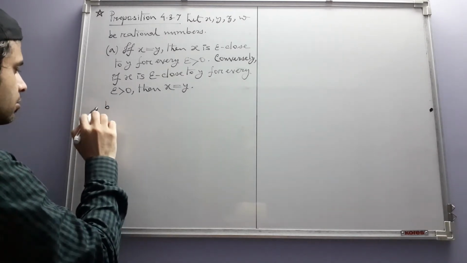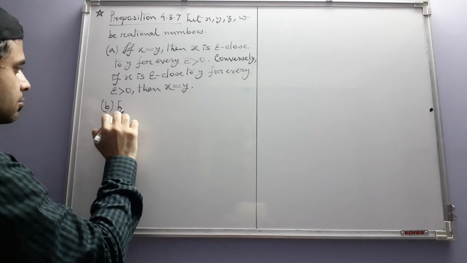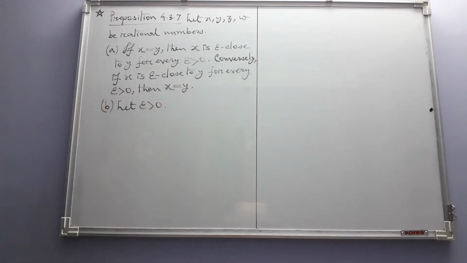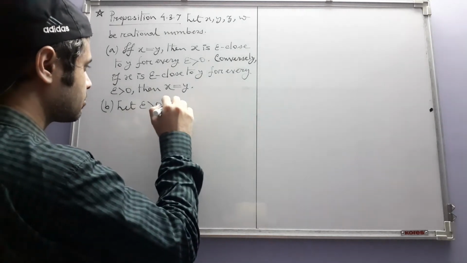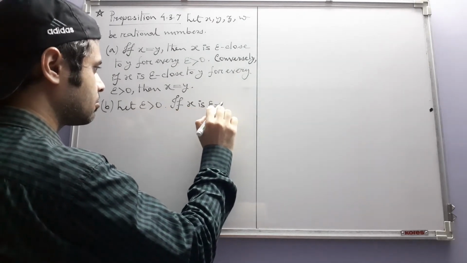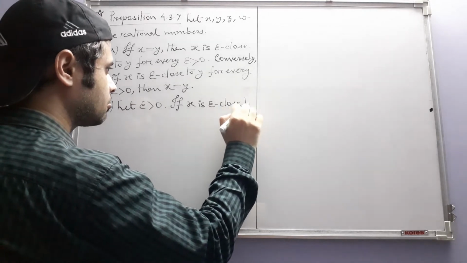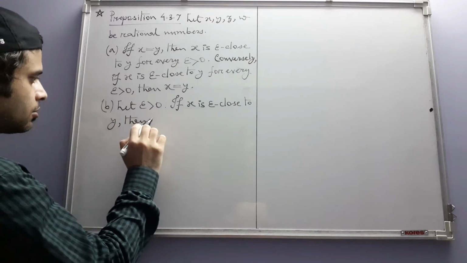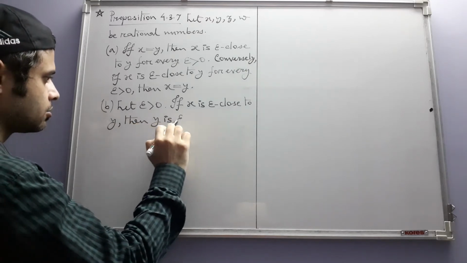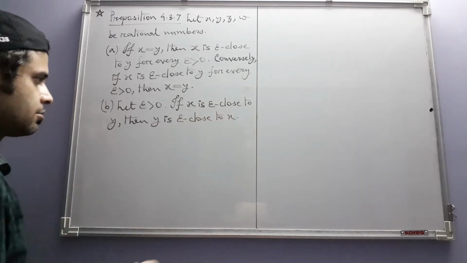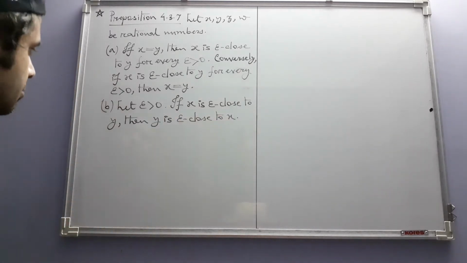Okay, then part B. So here in part B we have a positive rational number epsilon. If x is epsilon close to y, then y is epsilon close to x. So there is a sort of symmetry in this situation.